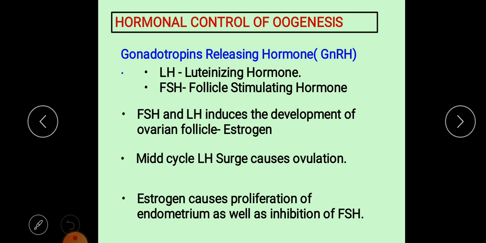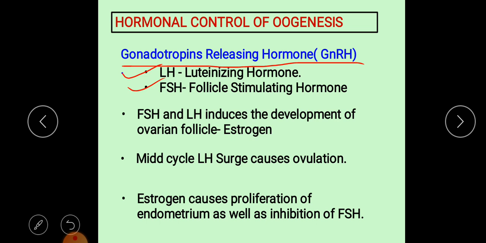One is the hypothalamus, which is present in the brain, and the anterior pituitary gland, and another is the ovary, which is found at the pelvic region of the female reproductive system. Here the hypothalamus releases a special type of hormone, that is the gonadotropin releasing hormone. This stimulates the pituitary gland, which releases two gonadotropin hormones, LH and FSH.